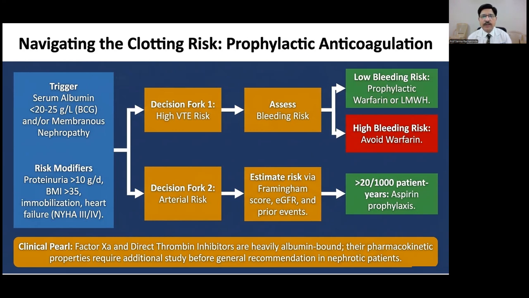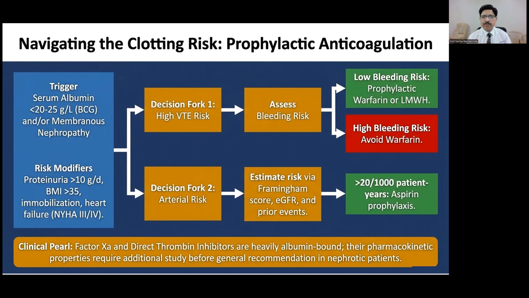High VTE risk, and that means assess bleeding risk, and low bleeding risk, prophylactic warfarin or LMWH. So if the bleeding risk is high, avoid warfarin, because if the bleeding risk is high and you give anticoagulant, patient will bleed. So if you assess the bleeding risk, and the bleeding risk is lower, then you can use prophylactic warfarin or low molecular weight heparin. If the bleeding risk is higher, you don't use the anticoagulant.